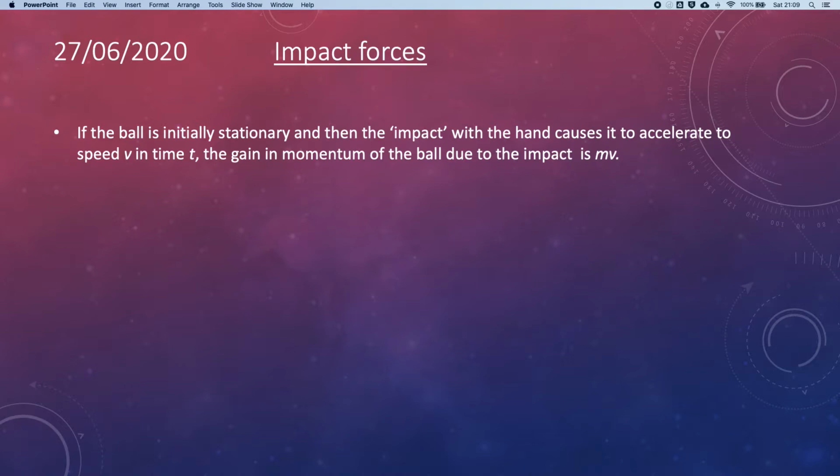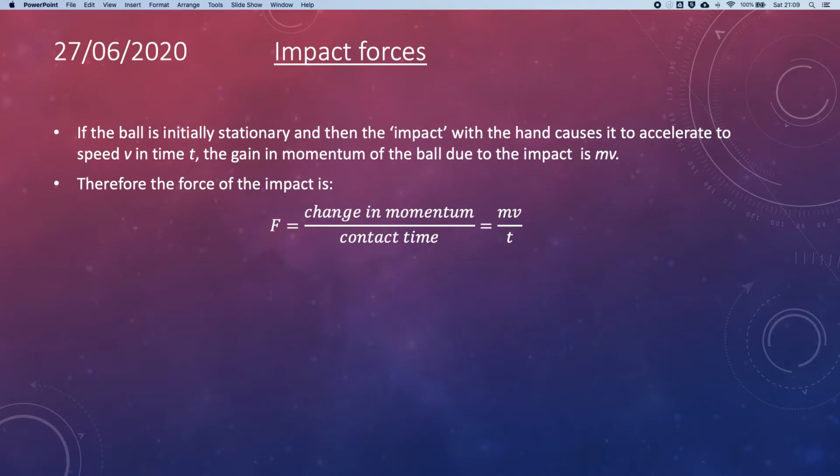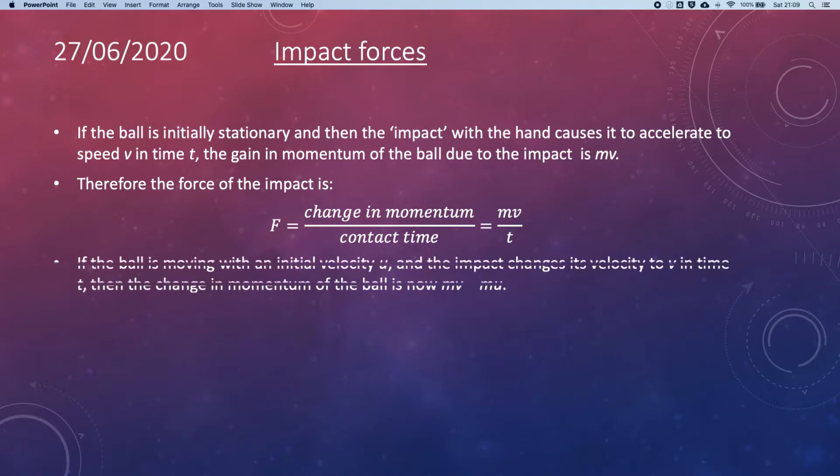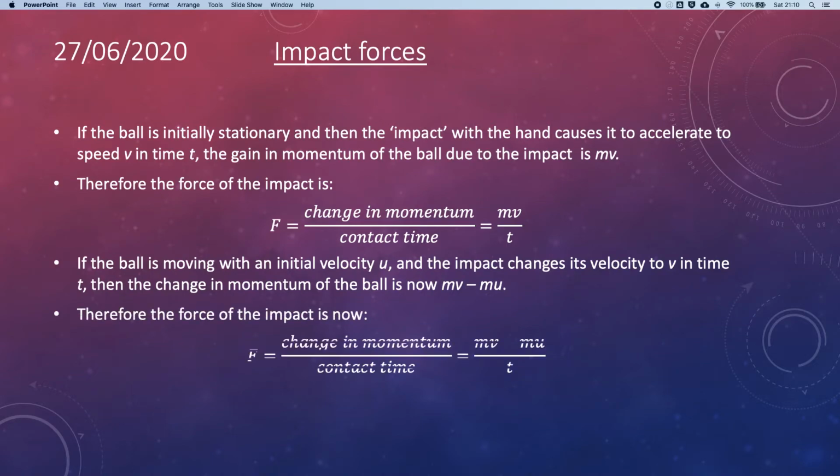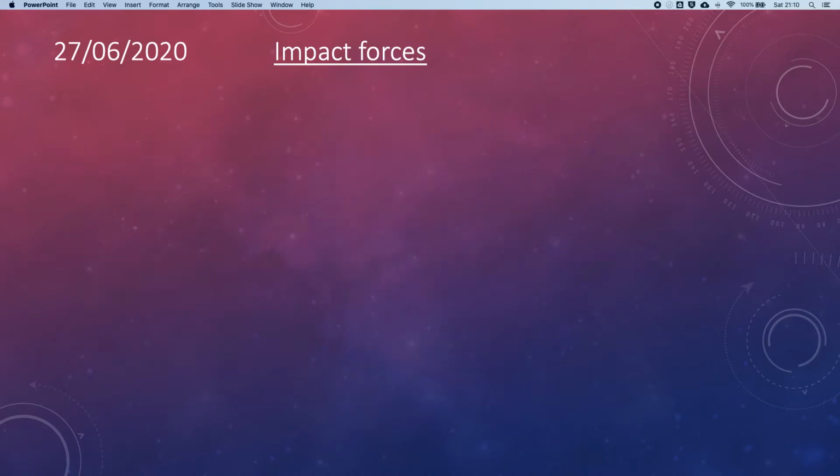So, the ball's initially stationary, then the impact force with the hand causes it to accelerate to speed v in time t. The gain of momentum of the ball due to that impact will be m times v. We could say therefore the impact force is change in momentum divided by contact time, mv divided by t. If the ball is moving with an initial velocity u, and the impact changes its velocity to v in time t, then the change in momentum will now be mv minus mu. Smaller change of momentum. But we can say that the force is mv minus mu divided by t.